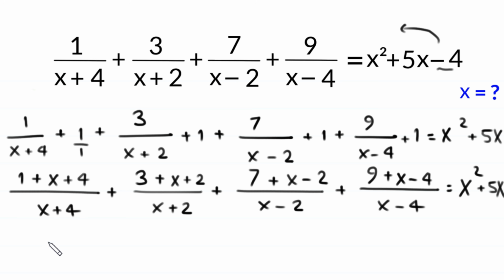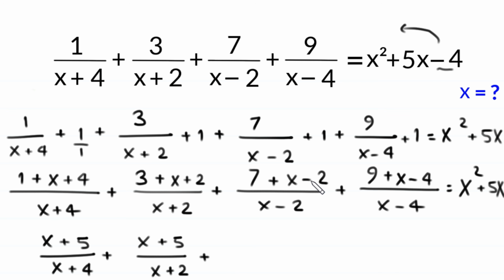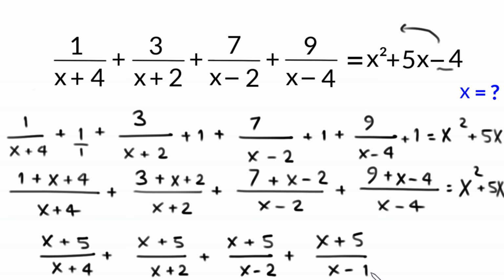Now this numerator will become x plus 5 divided by x plus 4, plus this numerator will become x plus 5 divided by x plus 2, plus this numerator will become x plus 5 divided by x minus 2, plus this numerator will become x plus 5 divided by x minus 4, equal to, we can factor out x from these two terms. This will become x times x plus 5.